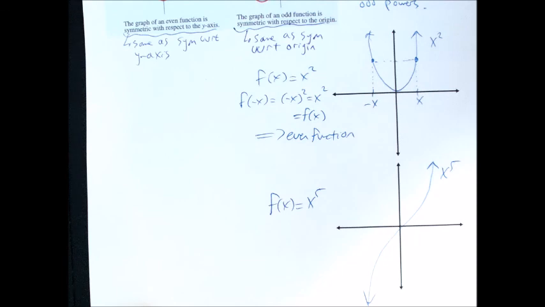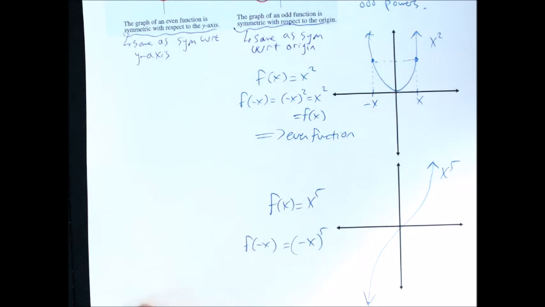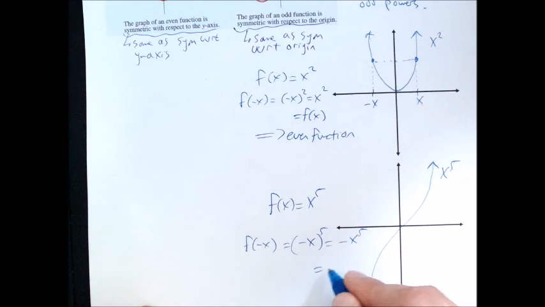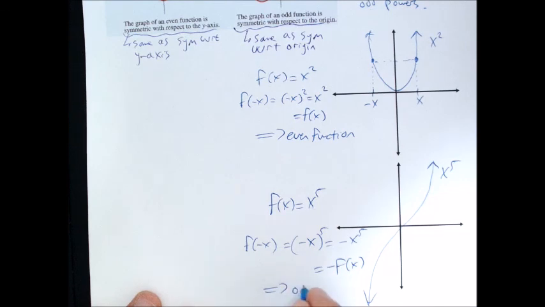And we can use the box at the top and just test it. If we plug in a negative x, we end up with the opposite of what we started with. And by opposite, I mean all the signs are switched. We'll get a minus x to the fifth. So this is the opposite of the original. We started with x to the fifth, and we ended up with minus x to the fifth. And so this is an indication that it's odd. And we can verify that visually.